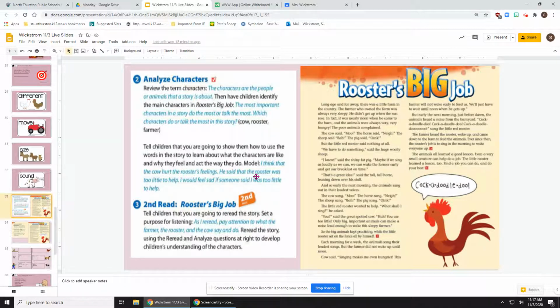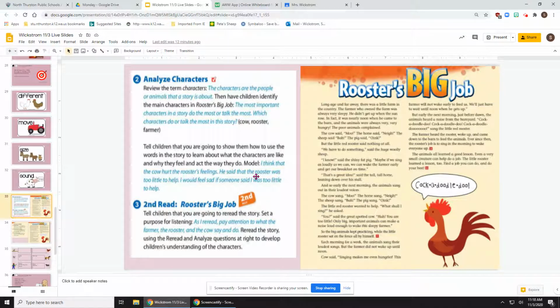So as we read the story, I really want you to think about the farmer, the rooster, and the cow. They are three characters I really want you to pay attention to, and let's see if we can describe them and talk about what they say, what they do, and how they act. So here we go with our story.